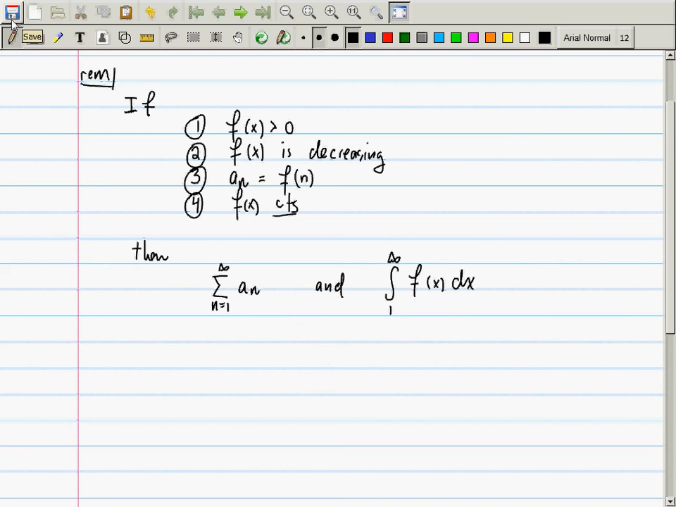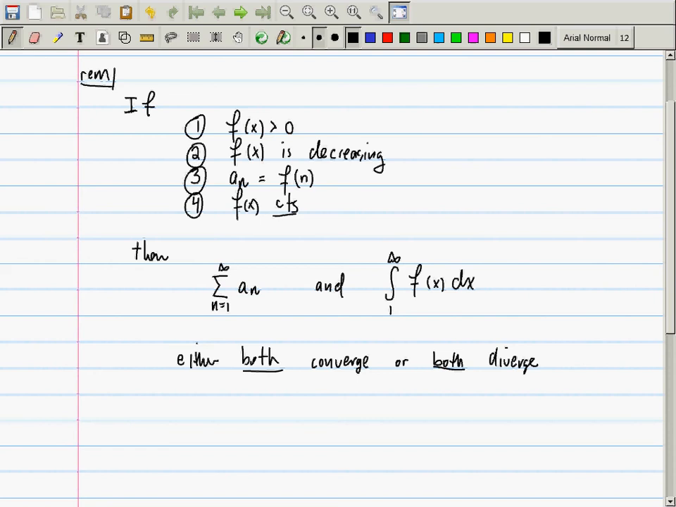So these two objects, these two summations, on the one hand, the attempt to sum a sequence, and on the other hand, the attempt to accumulate all of the area under a curve between 1 and infinity. These two things either both converge or both diverge. So if you have a continuous, positive, decreasing function and a sequence which agrees with that function at every integer value, then the corresponding series and improper integral from 1 to infinity have to both converge or both diverge. So there is something that this remark does not say.